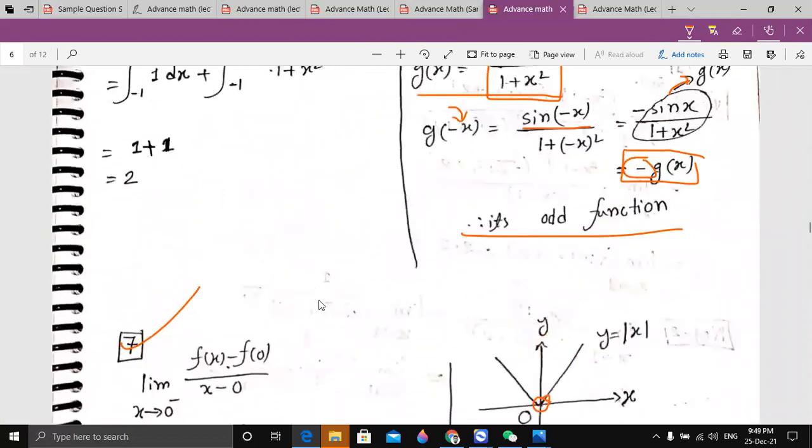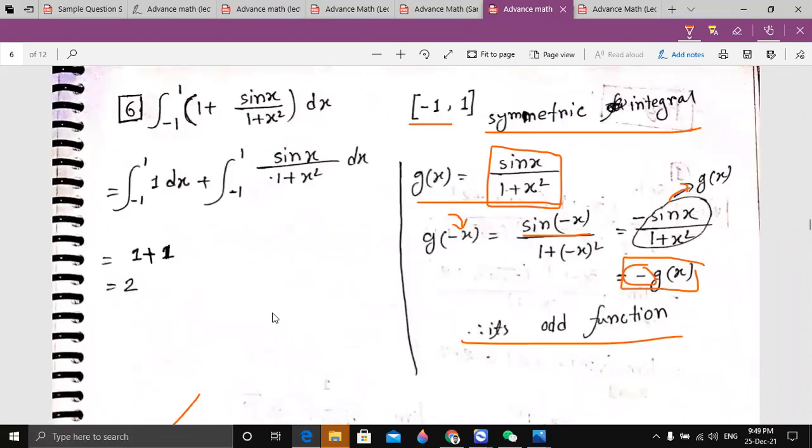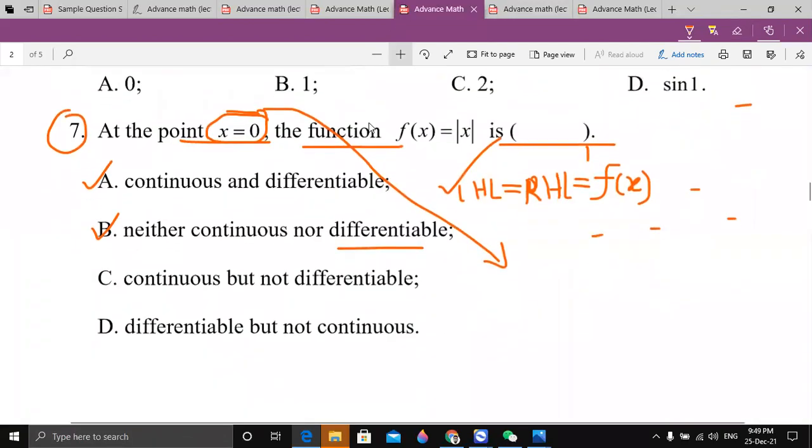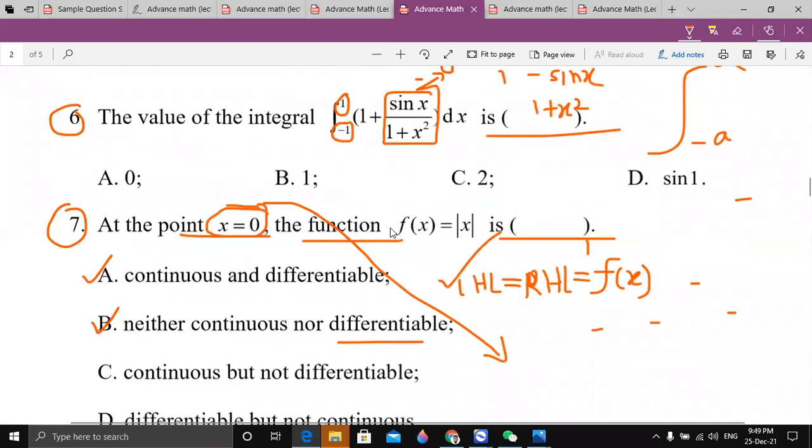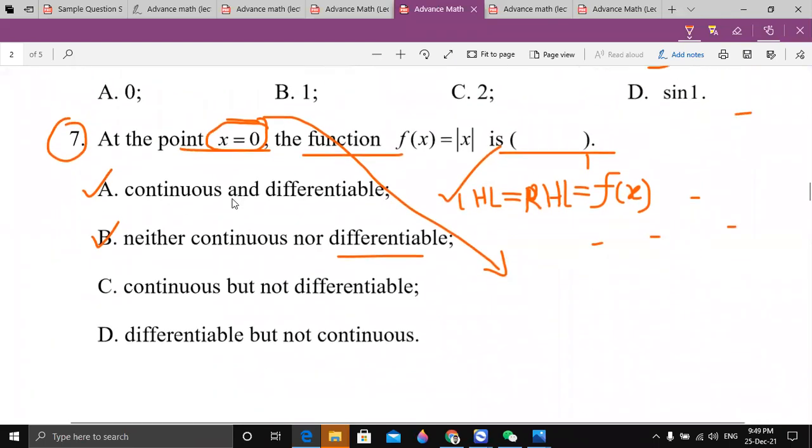Derivative of modulus x. Okay, so let's go to the next question. So this function is continuous but not differentiable, okay? So the correct answer is C.